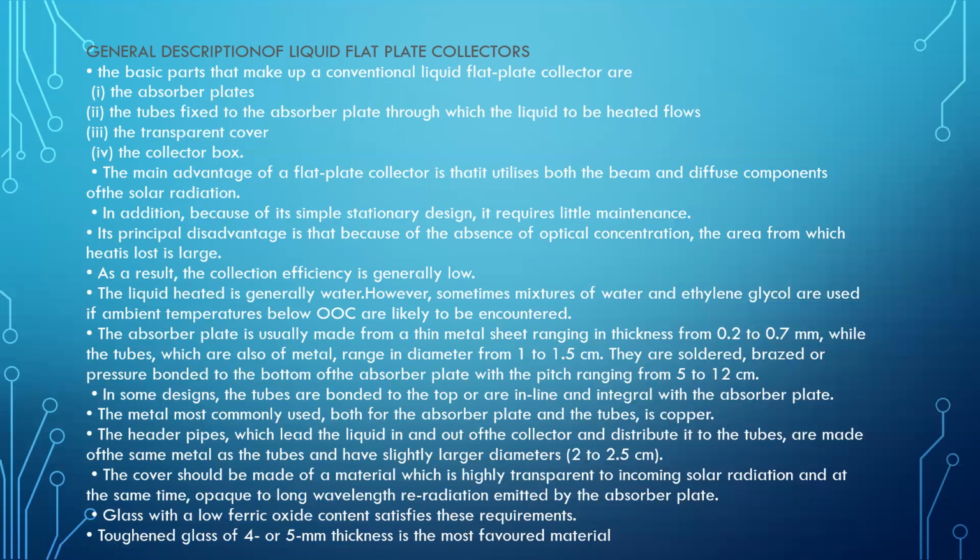The header pipes, which let the liquid in and out of the collector and distribute it to the tubes, are made of the same metal as the tubes and have slightly larger diameters, that is 2 to 2.5 centimeter. The cover should be made of a material which is highly transparent to incoming solar radiation and at the same time opaque to the long wavelength re-radiation emitted by the absorber plate. Glass with a low ferric oxide content satisfies this requirement.